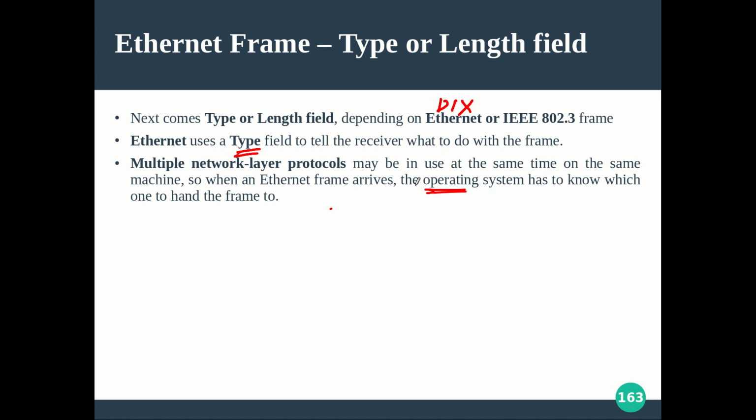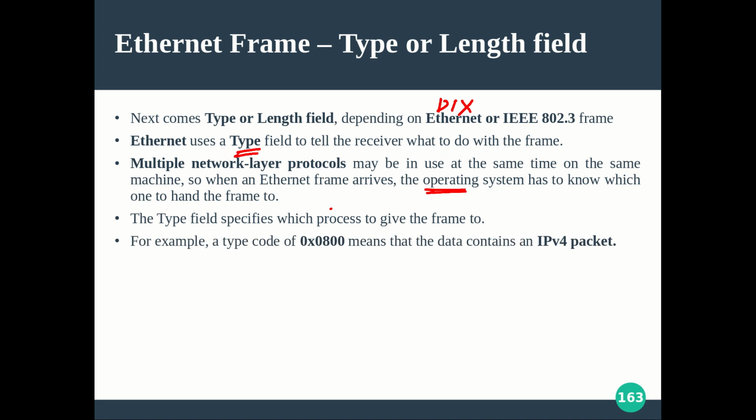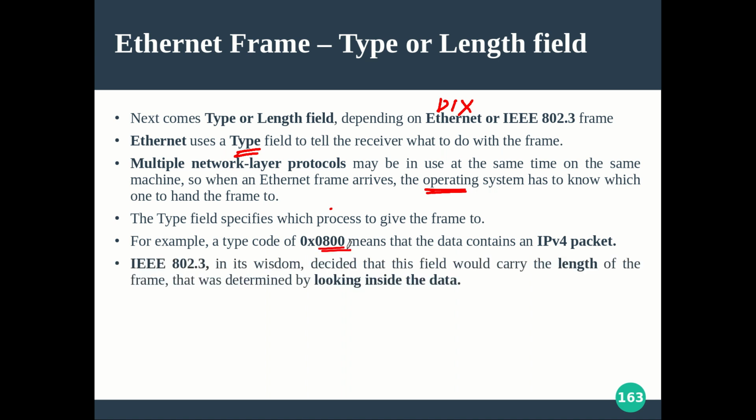So when the Ethernet frame arrives, the operating system has to know to which network layer protocol this particular frame is to be handed over. So the type field specifies that particular process to which the frame can be handed over. For example, if the type code is hexadecimal 0800, 0800 is particularly for IPv4 packets. So even though some other types of network layer protocol are running in that machine, this particular frame is for IPv4, please hand over to that. That is the meaning of 0800. Similarly, we can define different numbering for different network layer standards.